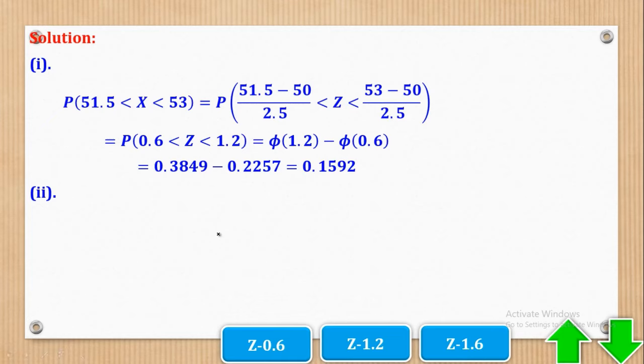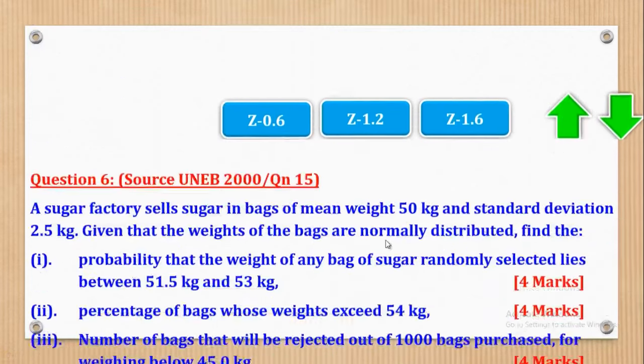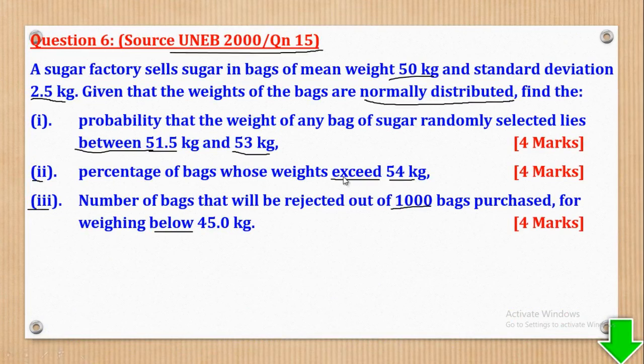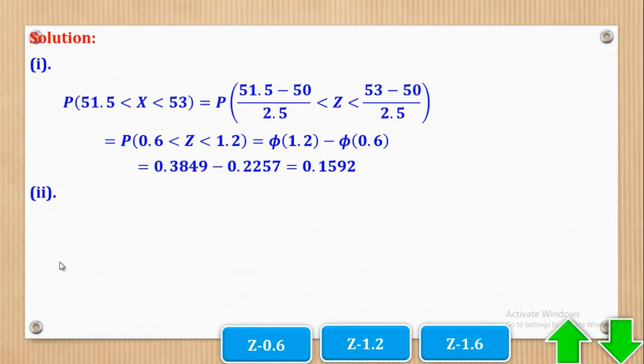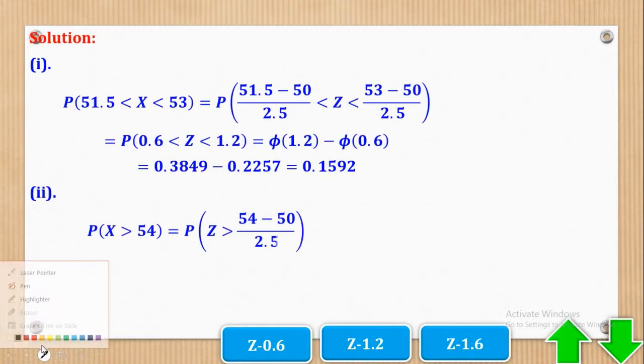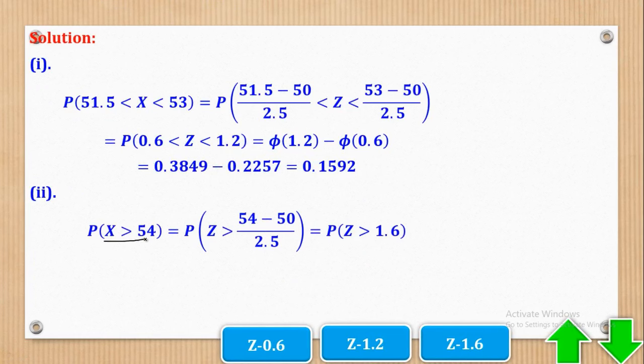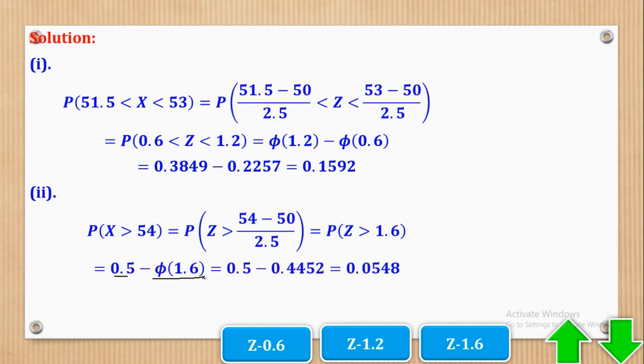Then next we shall go to Roman 2. They ask for percentage of bags whose weight exceed 54. So percentage, it means you are going to get the probability, and after that you multiply by 100. So let's get the probability that it exceeds 54. The word exceeds means greater than. So you express it mathematically to become x greater than 54. After that we standardize, and when I simplify, I come up with 1.6, which is positive. Then from there I express in terms of phi, and it will be 0.5 minus phi of 1.6.